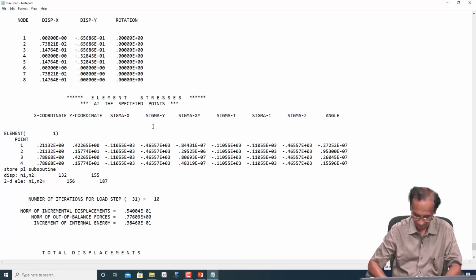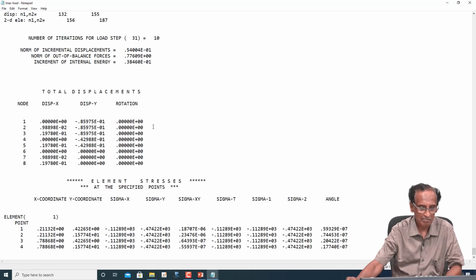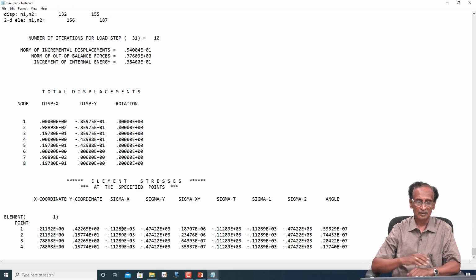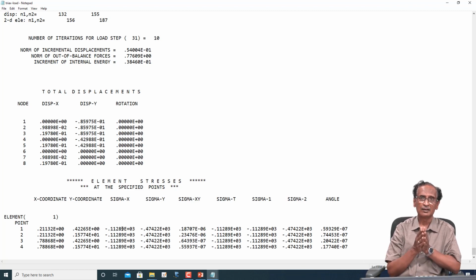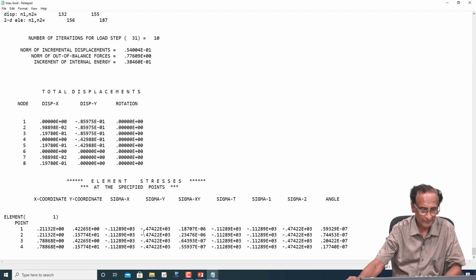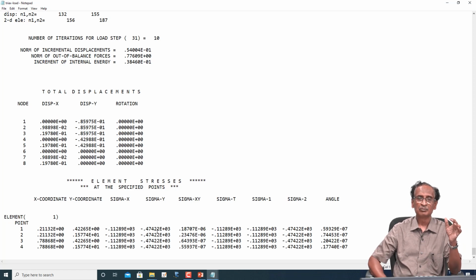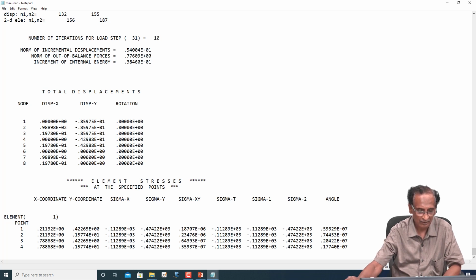If you look at higher stresses, let us go to the end. Towards the end the vertical pressure is increased to 474, and the confining pressure has increased to 112.89. That corresponds to the condition that our yield function value f should be 0. If you take sigma 1 and sigma 3 as 112.89 and 474.22 and substitute them in the equation for f, that is sigma 1 minus sigma 3 minus of sigma 1 plus sigma 3 times sin phi minus 2c cosine phi, you will get exactly 0.